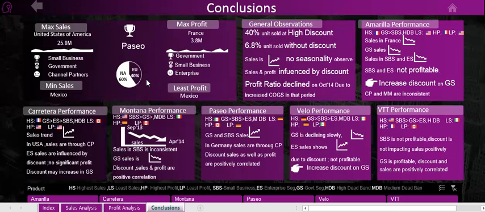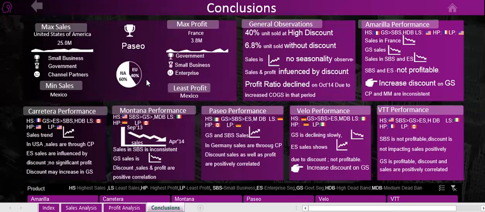Carretera performance is trending in an upward direction also. Montana is declining in the government segment. However, there is a strong positive correlation between discount and sales and profit. So hence, discount can be increased to boost up the sales. Paseo sold highest in Mexico. The sales are in an upward direction. So I think the government sector requires more care, and discount may be increased in that sector.